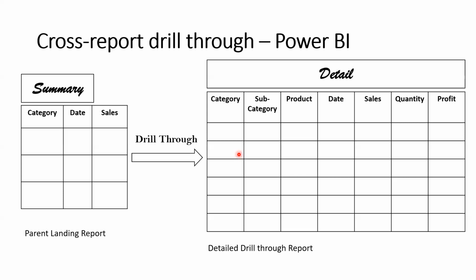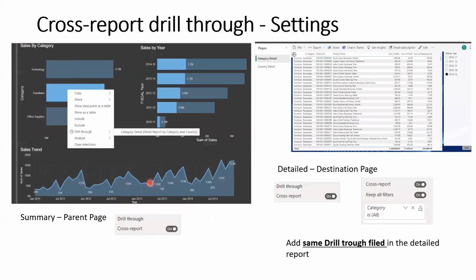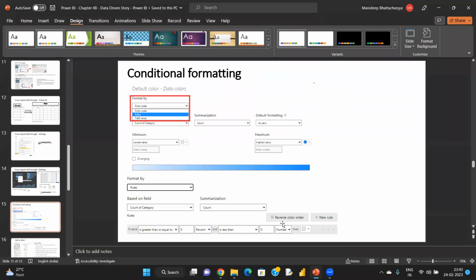Now, to enable cross report drill through, one has to enable a setting in Power BI. That's called the Power BI current file setting. You need to allow visuals to cross report drill through. And one more setting you need to do is that in Power BI we have a drill through option under which we have a cross report option that has to be set to on for both the parent and detailed report, right? So let us jump in and try to analyze.